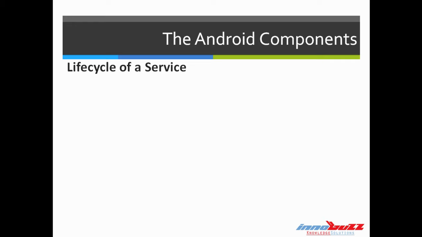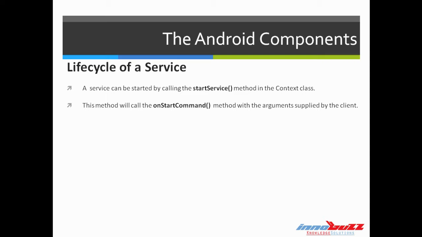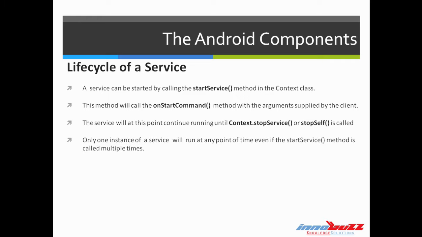Lifecycle of a service. A service can be started by calling the startService method in the Context class. This method will call the onStartCommand method with the arguments supplied by the client. The service will at this point continue running until context.stopService or stopSelf is called. Only one instance of a service will run at any point of time, even if the startService method is called multiple times.